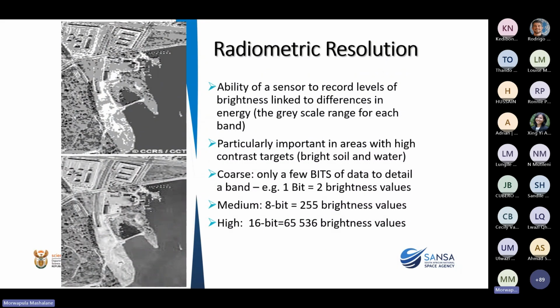Radiometric resolution tells you about the level of gray level values that a particular sensor is able to capture. For example, the picture on my top left is a picture captured using a 2-bit system. You can see that the level of gray values is not that clear compared to a picture from an 8-bit system, which is able to acquire a higher number of gray level values, meaning that there's more energy captured by that particular sensor.